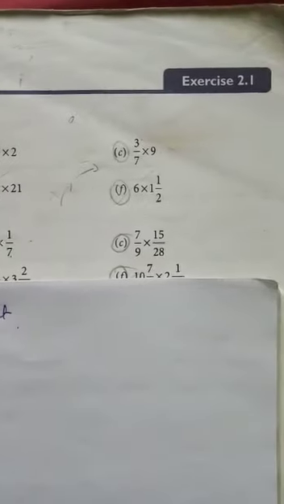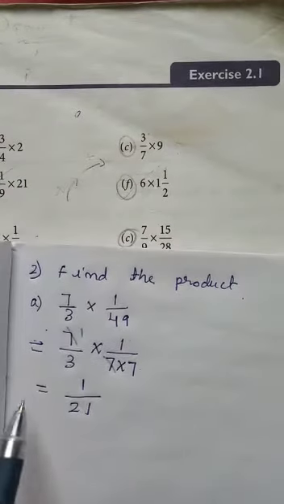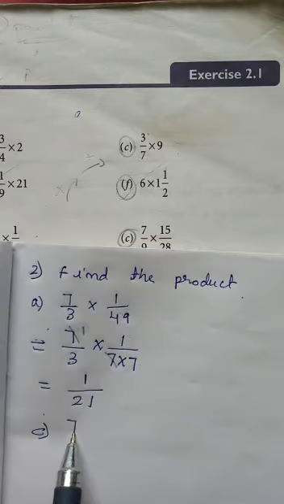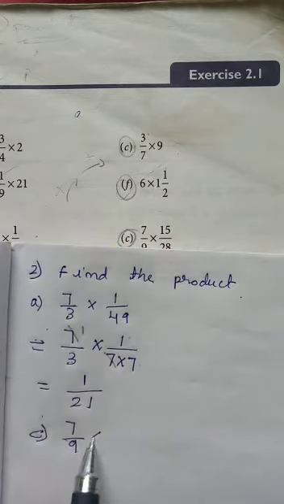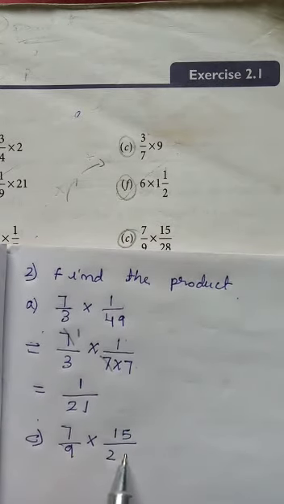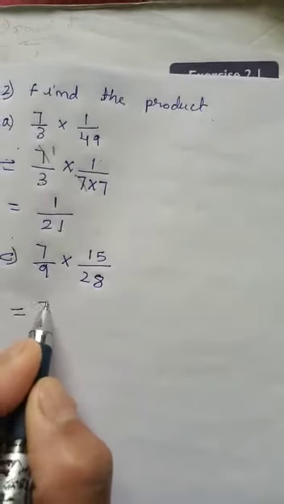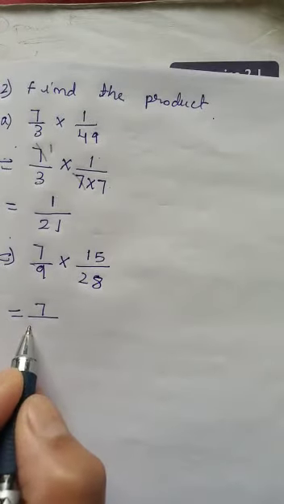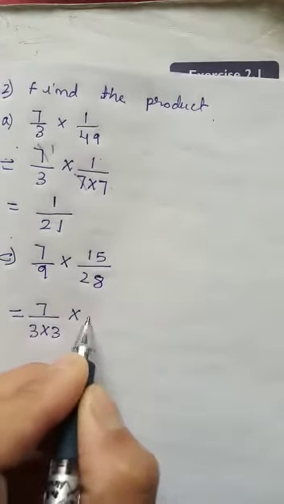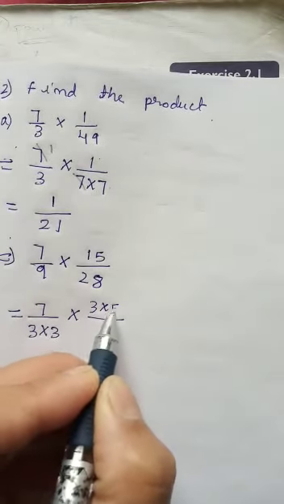Then next number C. What do we have in number C? You have 7 by 9 into 15 by 28. So, okay, 7. 9 in which table do we get it? We get it in table 3. 3 into 3. Then 15 in which table? Table 3. 3 into 5.